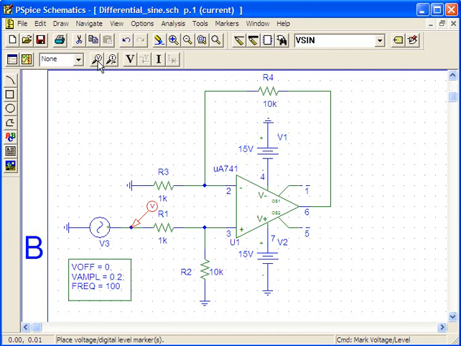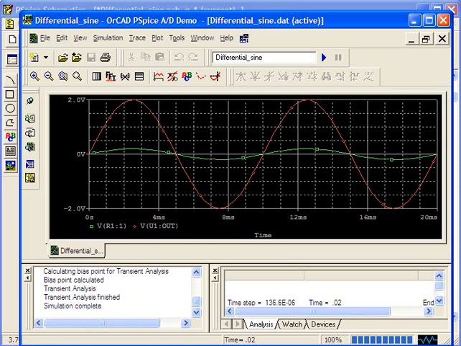Let's add another DMM for the output. Okay, now we'll have both the input and output on the same graph. The green one is the input with a magnitude of 200 millivolt, while the red is the output with a magnitude of 2 volt.